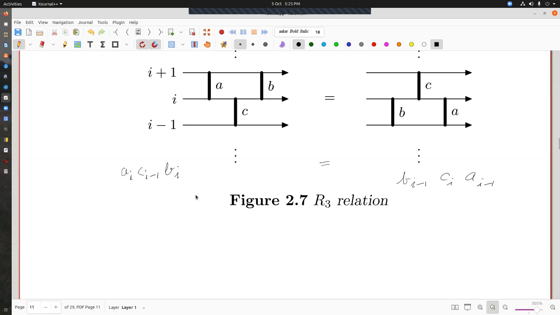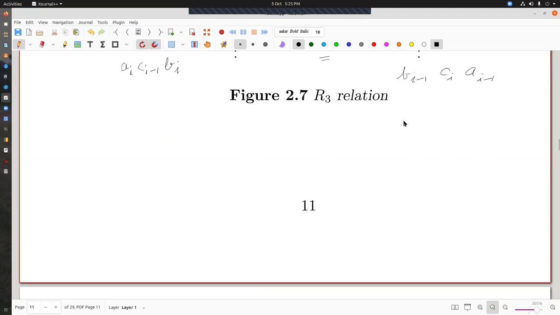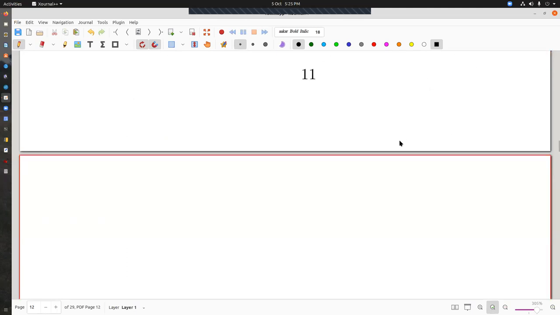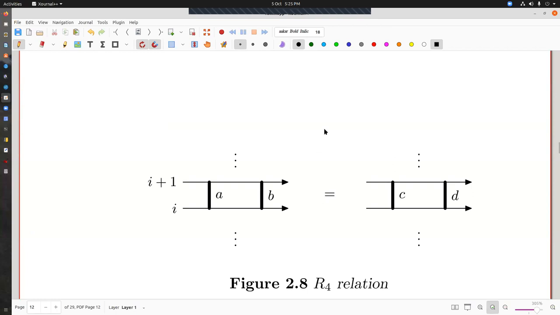But as I say, as far as I know, in every example there are only ever two tags, and one of which dominates the other. But that's more general, perhaps. And then, of course, the R4 relationship is just replacing A and B by C and D.